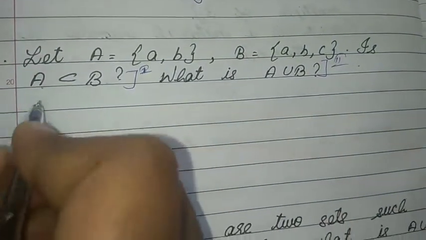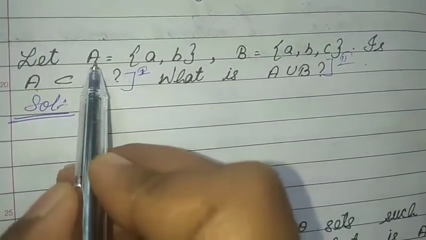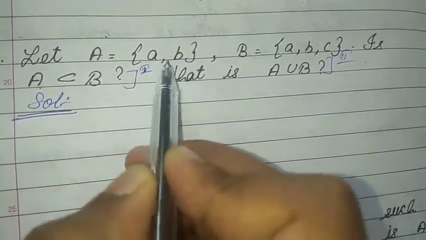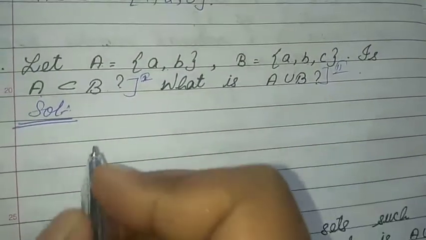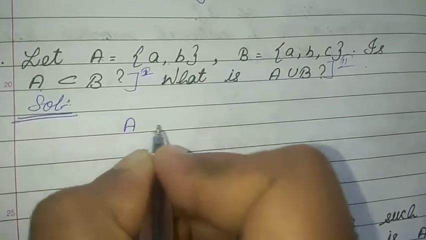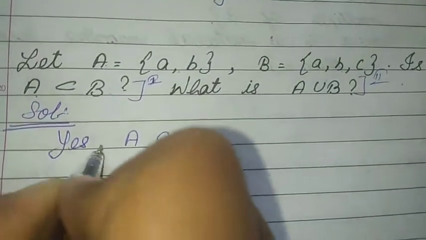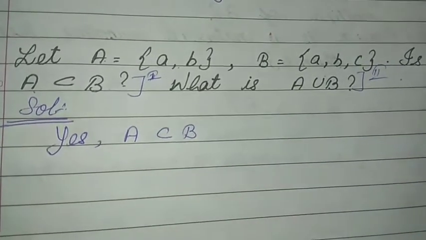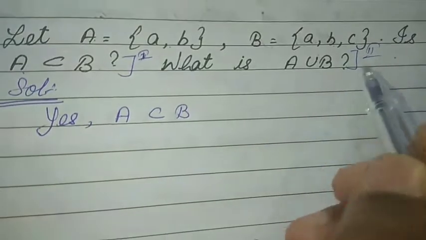So now let's move on to the solution. So since every element in set A is present in set B also, I am saying that A is subset of B. You can write yes, A is subset of B. So the second part, what are they asking? What is A union B?